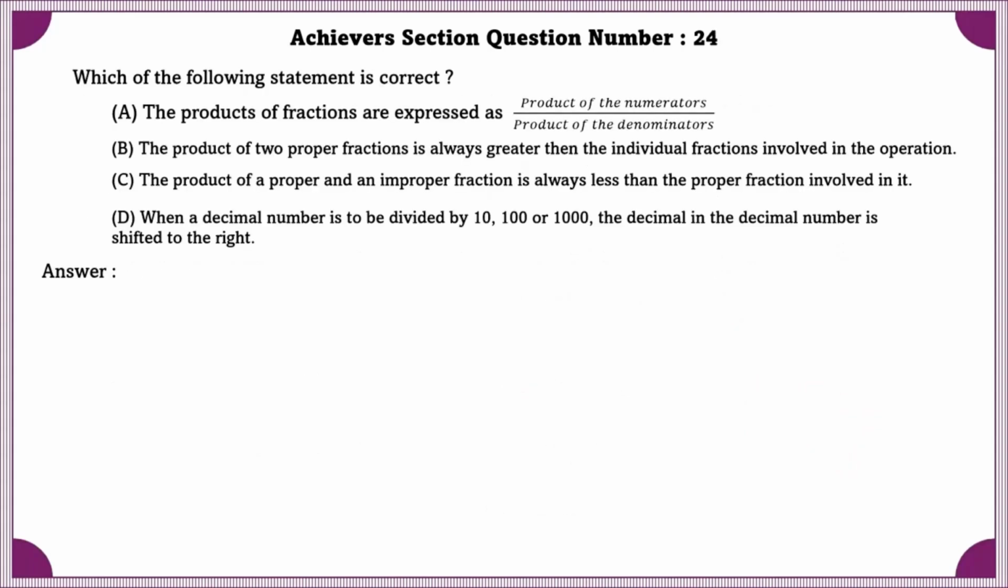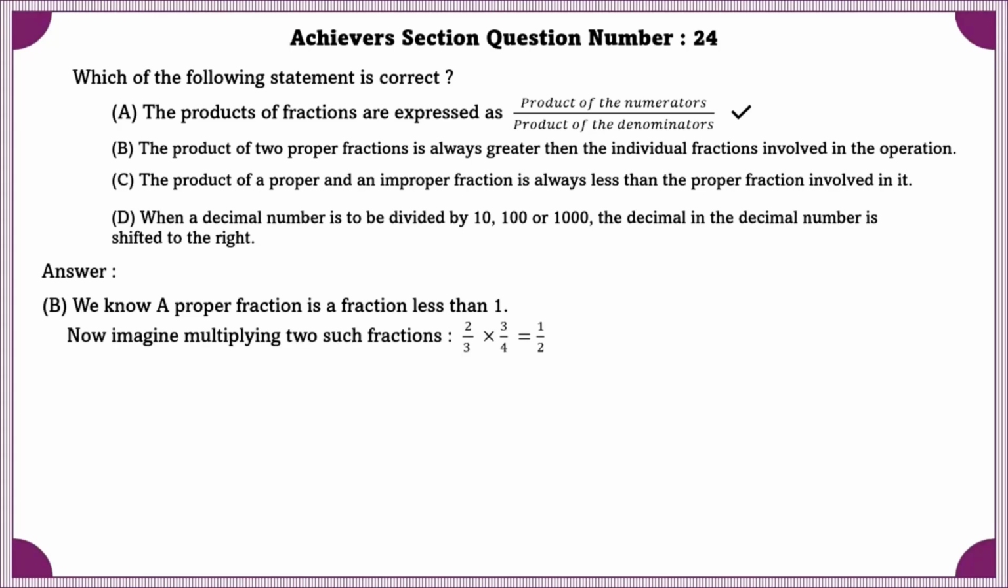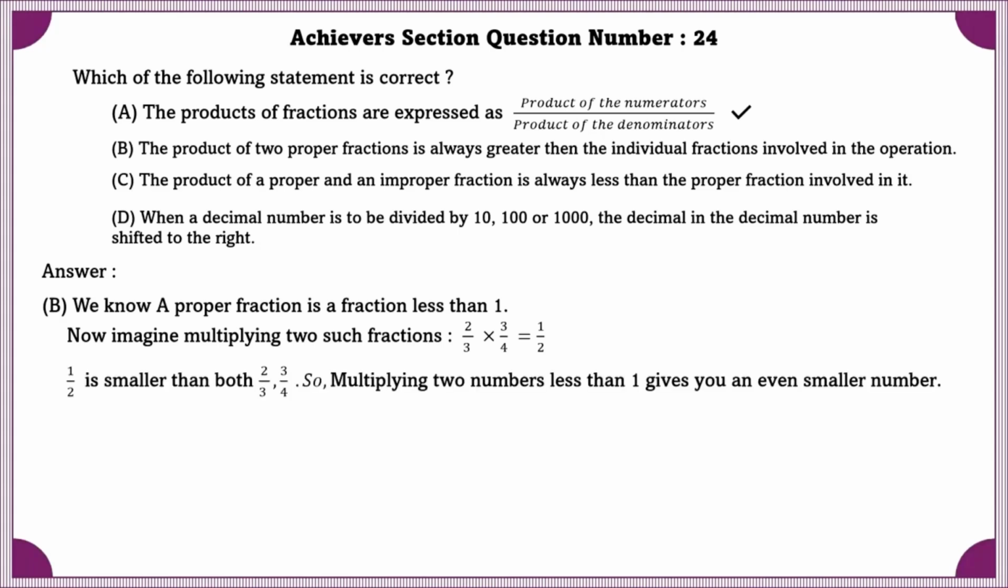Achiever section question number 24. Which of the following statements is correct? The product of fractions are expressed by product of numerators by product of denominators. Yes, this is true. The product of two proper fractions is always greater than the individual fraction involved in the operation. We know that a proper fraction is a fraction less than 1. Now imagine multiplying two such fractions, 2 by 3 into 3 by 4, which is equal to 1 by 2. 1 by 2 is smaller than both 2 by 3 and 3 by 4. So multiplying two numbers less than 1 gives you an even smaller number.